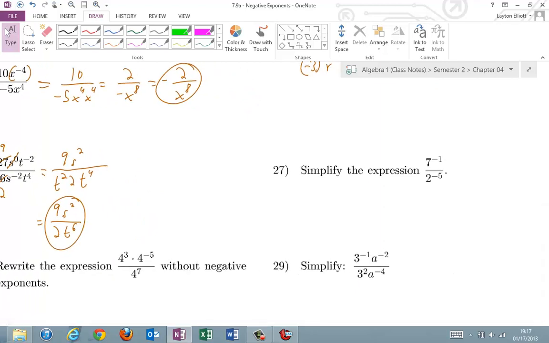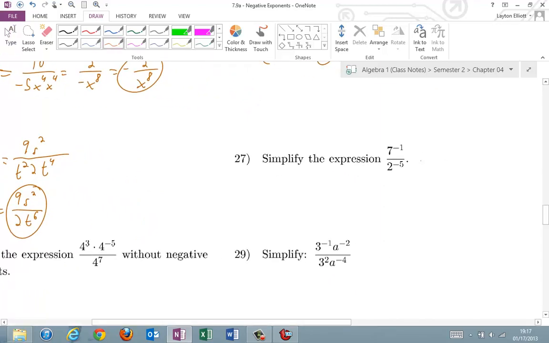27, simplify this expression. We're just going to flip-flop the stuff around a little bit. Let's draw a fraction bar. 7 to the negative 1 moves to the denominator as 7 to the 1. 2 to the negative fifth moves to the numerator as 2 to the positive fifth. 2 to the fifth is 32 over 7.